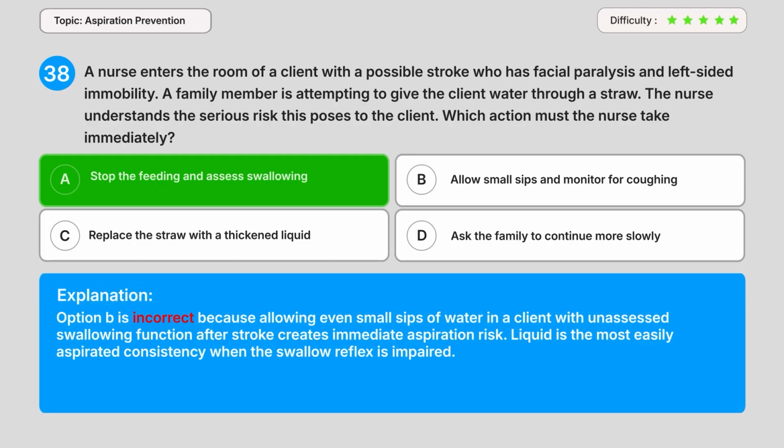Option B is incorrect because allowing even small sips of water in a client with unassessed swallowing function after stroke creates immediate aspiration risk. Liquid is the most easily aspirated consistency when the swallow reflex is impaired.